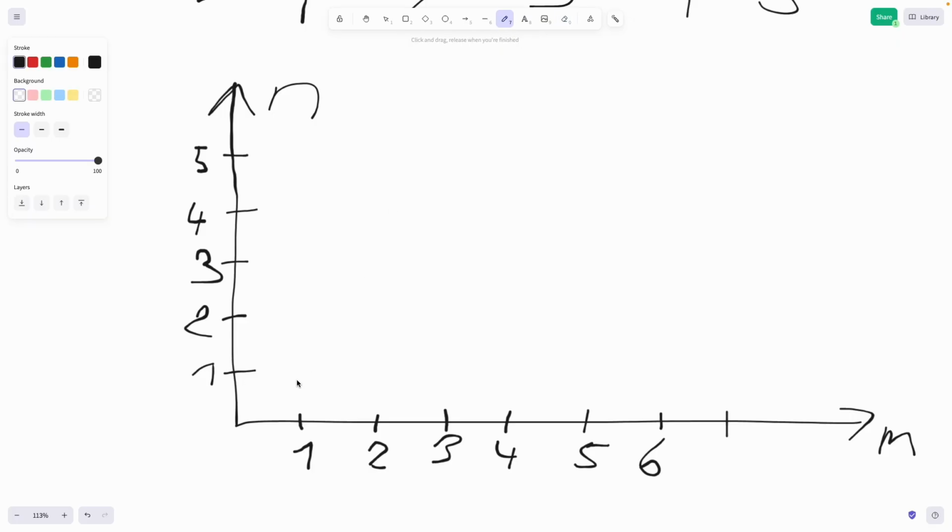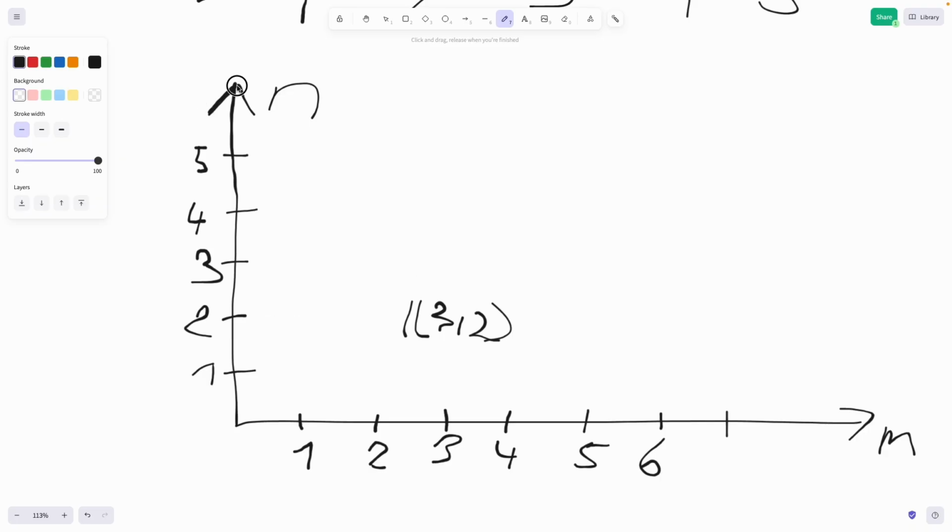So what this means is we can take any index. So let's say 1, 1, which is going to be right here. And we're going to have some kind of value here. So this is going to be I of 1, 1. Right here, this is going to be I of 3, 2, because m is going to be 3 and n is going to be 2.